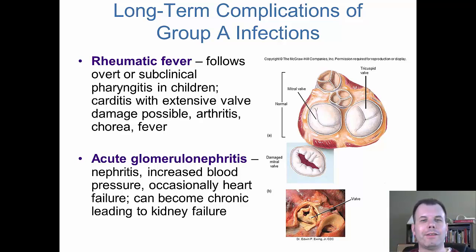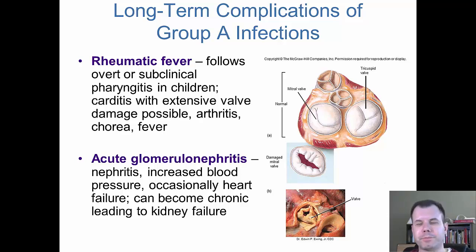Another place we see this is also in the kidney. Now the strep can get into the blood, go down to the kidney and cause damage, the nephritis. Again, you see the increased blood pressure. Sometimes it can lead to heart failure. But eventually what can happen is that there's so much damage to the kidney over the long term. The long-term effect is that it can lead to chronic infection and also lead to kidney damage and kidney transplant or kidney failure.